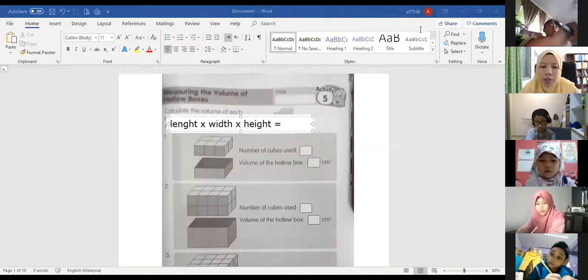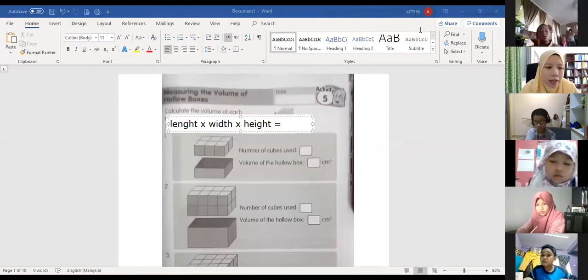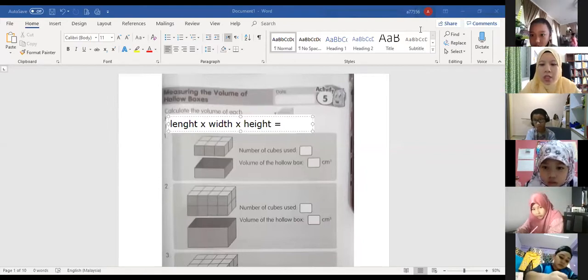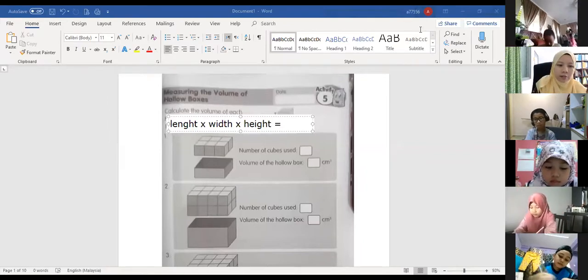Write down in the group chat and also class teacher habis pukul 9:30. You can look at the timetable. Okay, science 8:30 until 9:30.